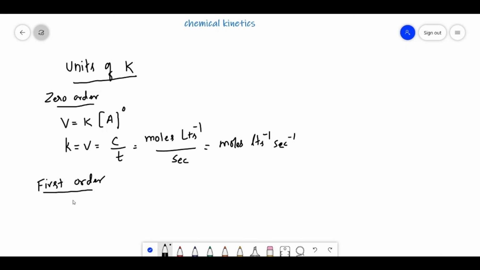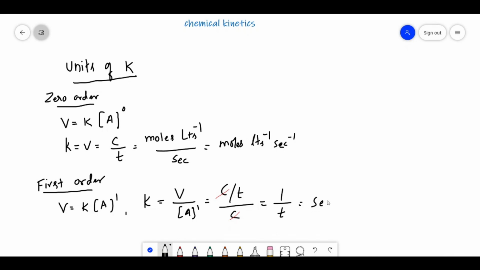Suppose a first order reaction is given. In the first order reaction, the V, that is the rate, is dependent on the concentration of A to the power of 1. So now we have to calculate the units of k. You can write this as k is equal to V by concentration of A power of 1, and V is nothing but C by T, taking this concentration of A as C. So now this C and this C get cancelled, and finally we have 1 by T, which is nothing but second inverse.